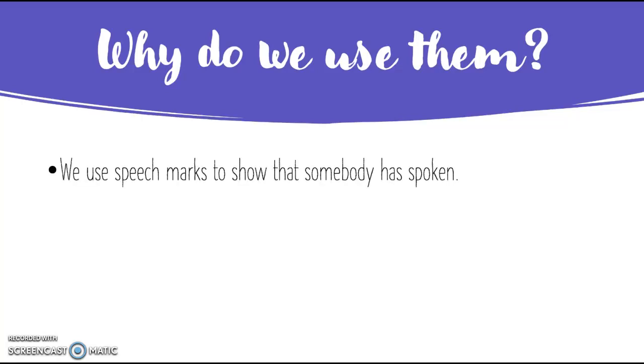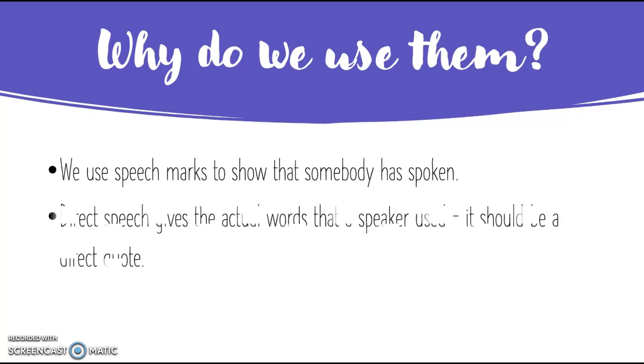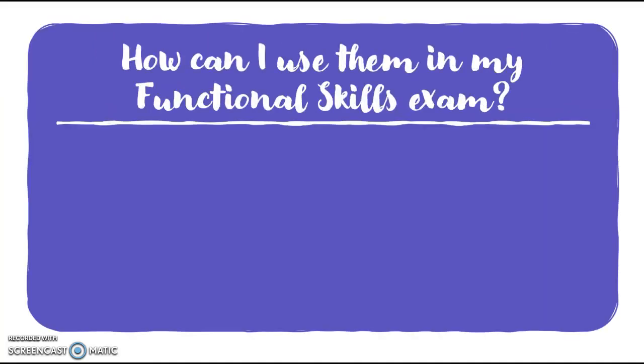We use speech marks to show that somebody has spoken. So direct speech gives the actual words that the speaker used, so it should be a direct quote. But how can you use them in your functional skills exam?